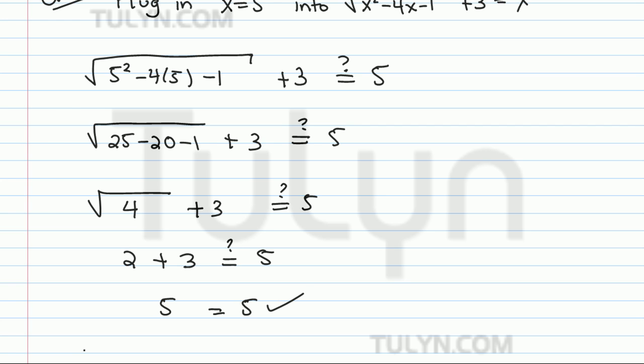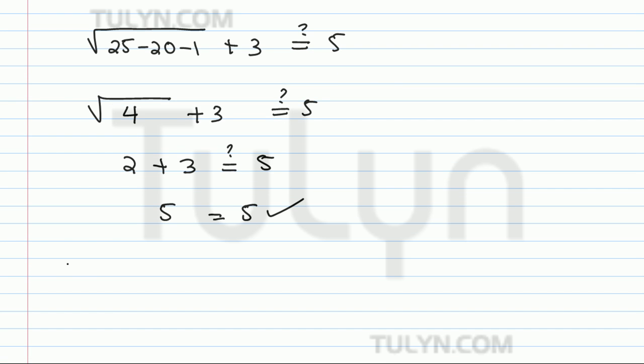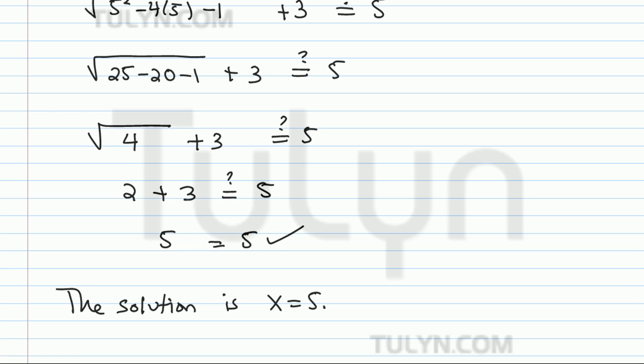So the left and the right hand sides of the equation agree, which means that x is equal to 5 is a solution. So the solution is x is equal to 5. You can write that down, or, depends on what your instructor wants, you can just leave this circled. But yes, you want to signify that the solution checks out.